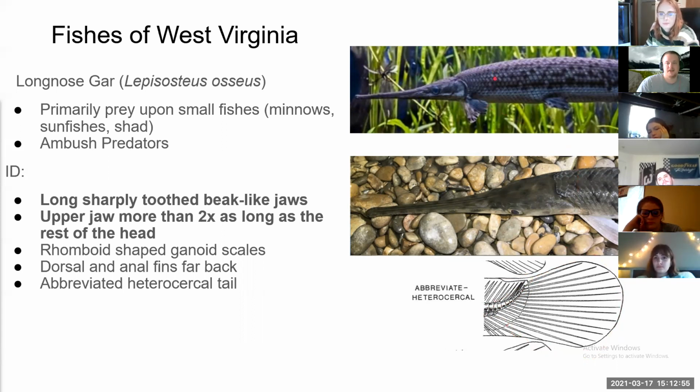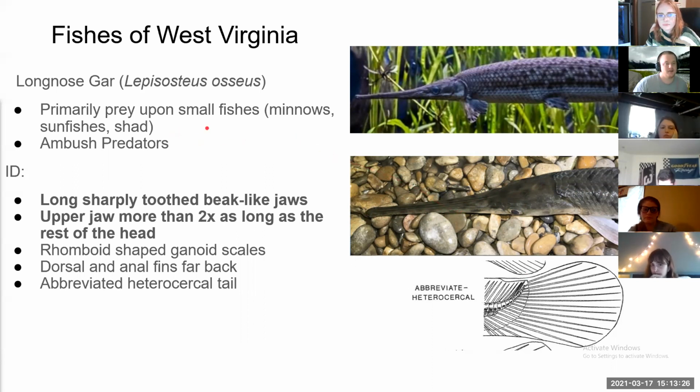And then they also have these rhomboid shaped ganoid scales. These are pretty cool. They don't overlap at all, and they're not exactly very flexible. But they have ganoin, which is kind of an enamel-like substance that makes them really hard, like an armor. And they have this really distinctive rostrum. It's like a beak-shaped mouth, and it's full of tiny little villiform teeth, sharp teeth.